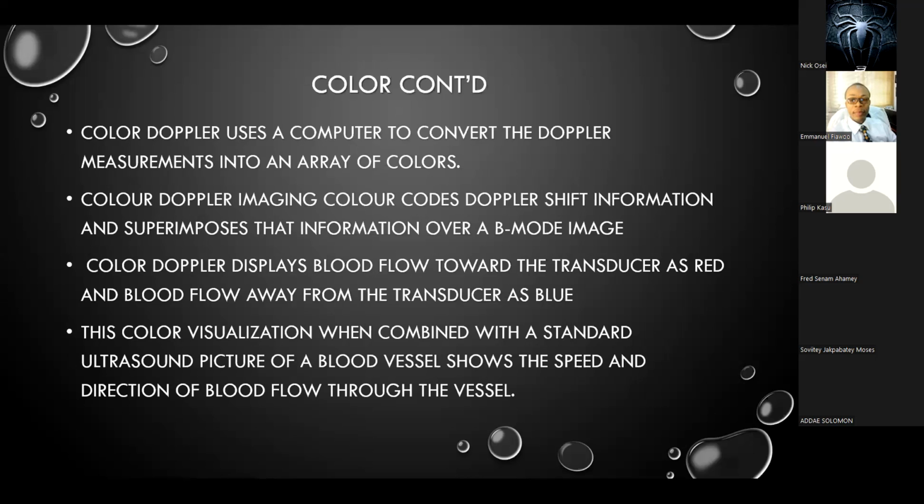So I've written here, color Doppler displays blood flow towards the transducer as red and blood flow away from the transducer as blue. This color visualization combined with a standard ultrasound picture of a blood vessel shows the speed and direction of blood flow through the vessel. So it's basically for speed and direction of flow through the vessel. And most basically, it will show arterial blood as red and venous blood as blue.